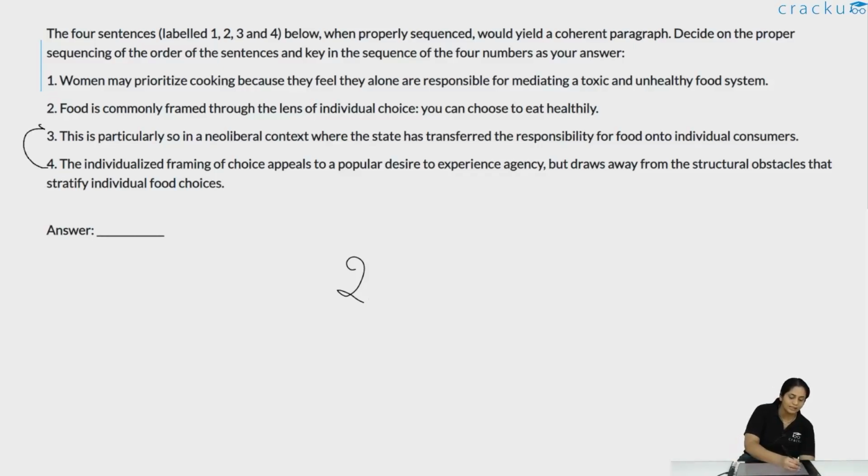And the author says that this is particularly true in the neoliberal context, where basically the state says, this is not my power, this is not my problem, I should not have any say in what you eat, this is your responsibility as such. So this individualized framing is especially the case in neoliberal societies. So 4 and 3 basically should be a pair, which tells you what the problem is. That there is this individualized framing of the choice to eat healthy, and more so in the neoliberal context where the state feels it has no right to decide what anybody eats. But the problem is that there are structural obstacles to eating healthy.